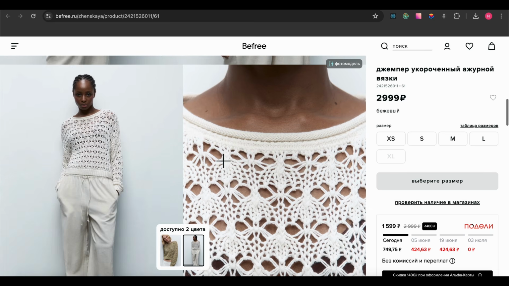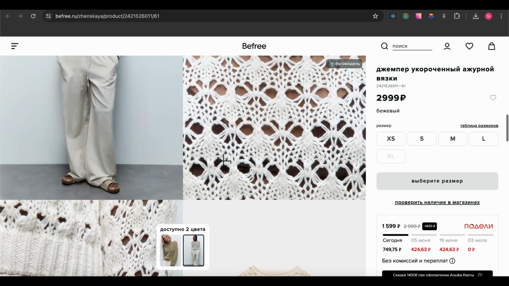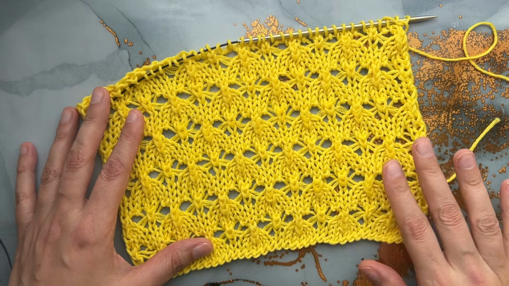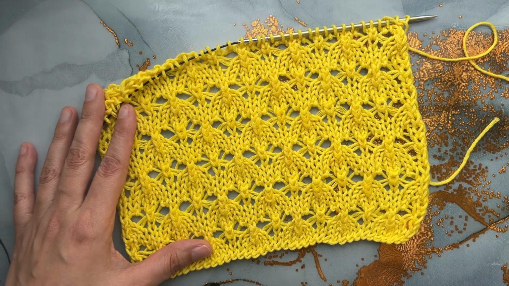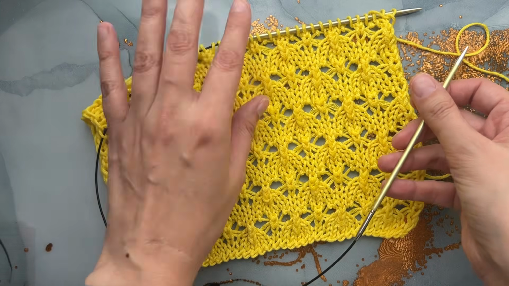I also went to the Free store and looked closely at how this sweater is knitted. Look at what I have so far. And I will continue to explain the pattern as I go.